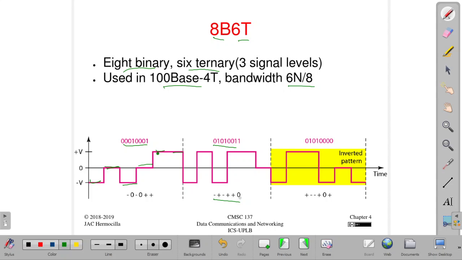What happens at the receiver end, within this period, is that if the receiver receives this signal pattern, it will interpret it as these bits. So that's that.